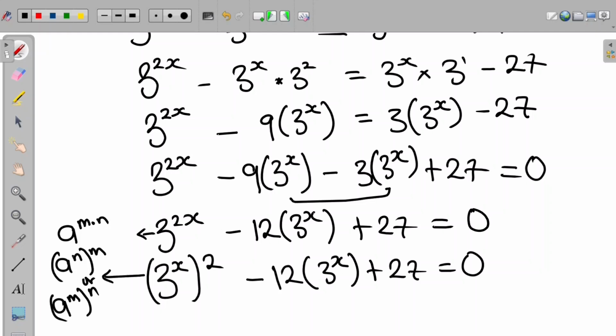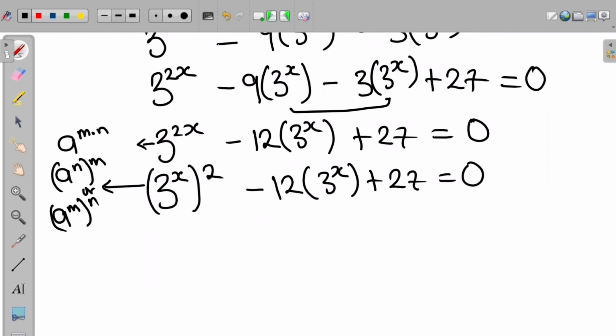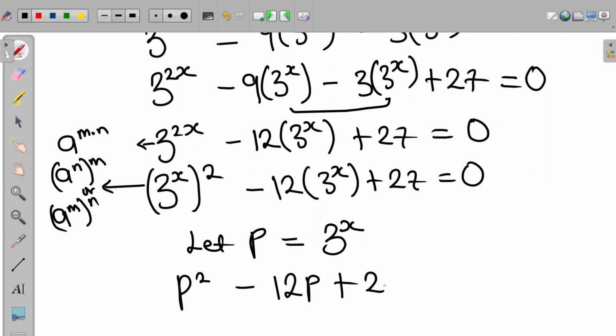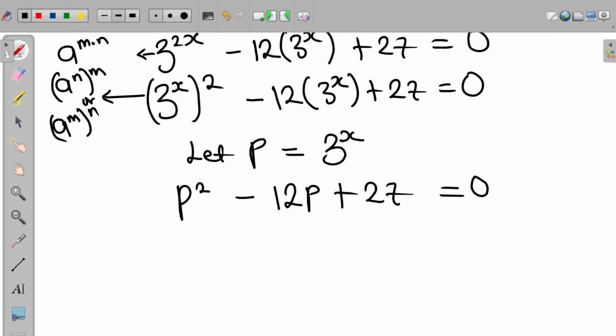So now we can substitute for the value of 3 raised to the power of x. So we have it that let p be equal to 3 raised to the power of x. So the equation now in terms of p becomes p squared minus 12p plus 27 is equal to 0. Now we have a quadratic equation in terms of p. So we have to obtain the solution for this quadratic equation.